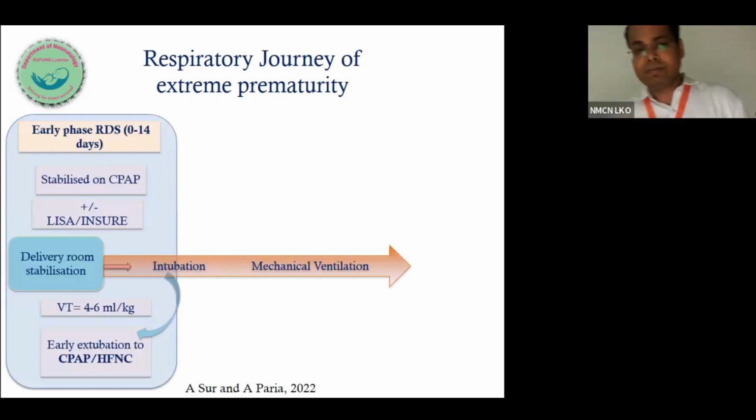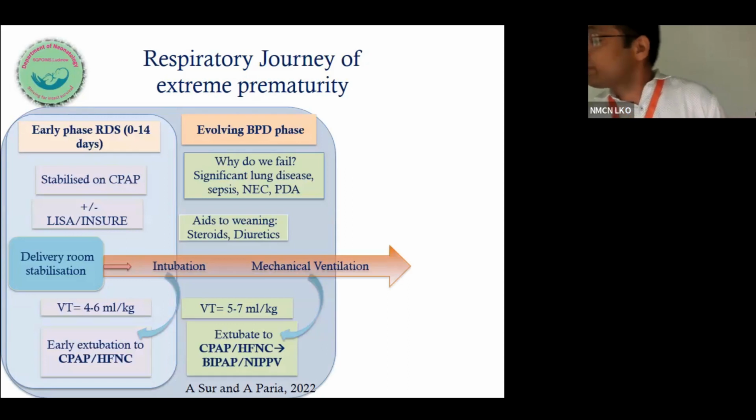So this is how the respiratory journey of an extremely premature baby proceeds. Immediately after the delivery, the baby is stabilized on delivery room CPAP. Then we might give the baby surfactant using LISA or initially, and thereafter we can stabilize the baby on CPAP. In some cases, the baby might need to be intubated. In that scenario, we need to give a tidal volume of 4 to 6 ml per kg, and then the baby can subsequently be extubated to CPAP or HFNC. This is usually in the early phase of RDS.